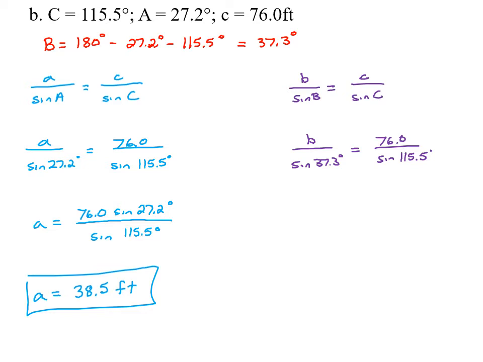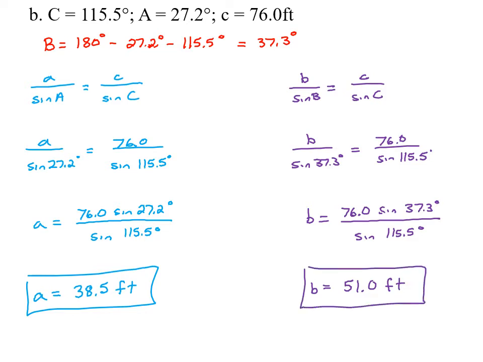So if you get this process down, usually law of sines is one of the easier things for people to grasp. The same process happens on every problem, basically. We move the sine 37.3 to the right-hand side, and we get b is 76 times sine of 37.3 degrees divided by sine of 115.5. And from there, we go back to the calculator and see what we get. 76 times the sine of 37.3 divided by the sine of 115.5. To one decimal place, that's about 51 feet.